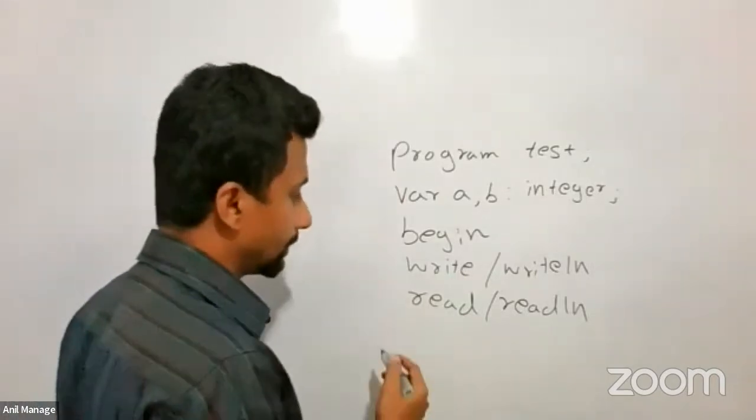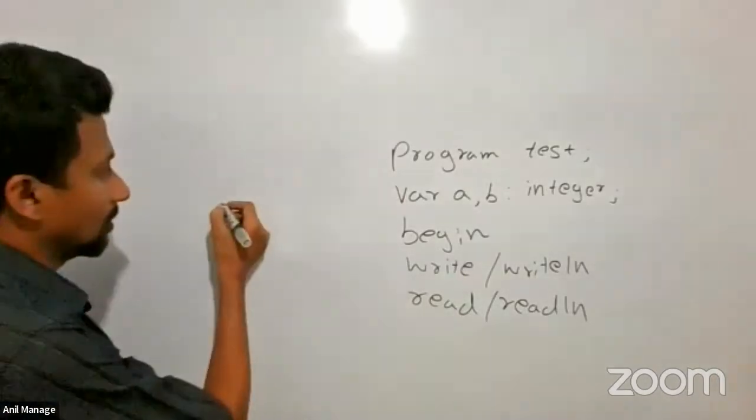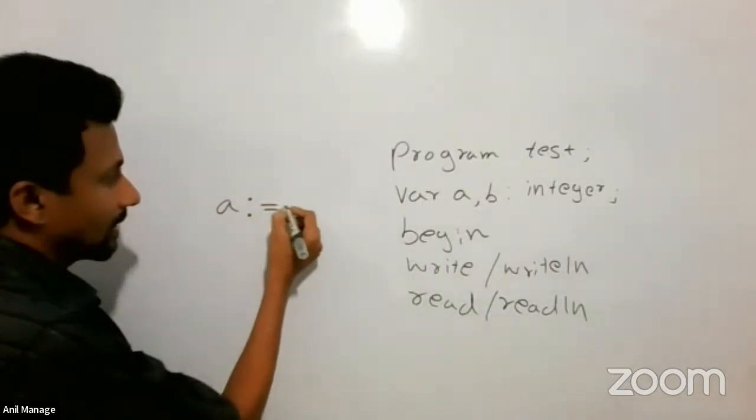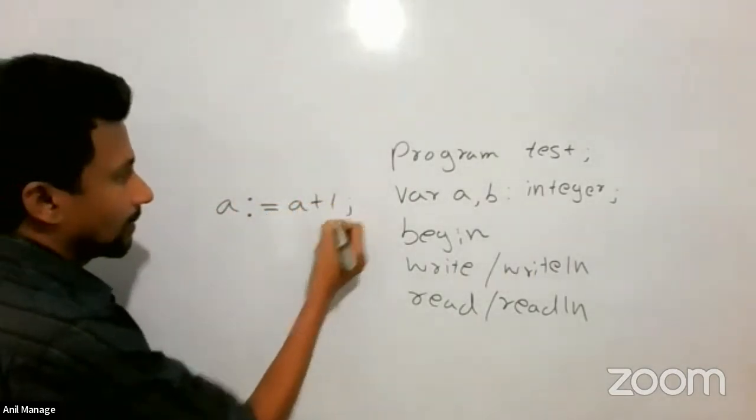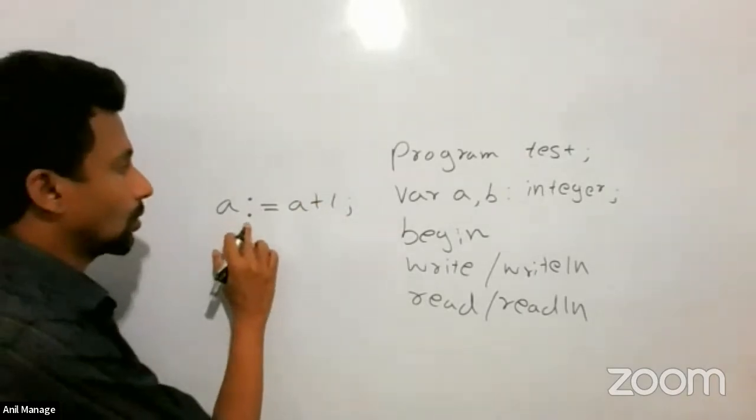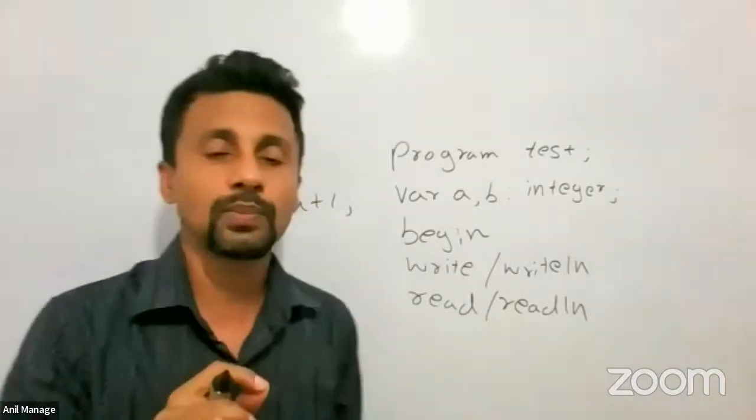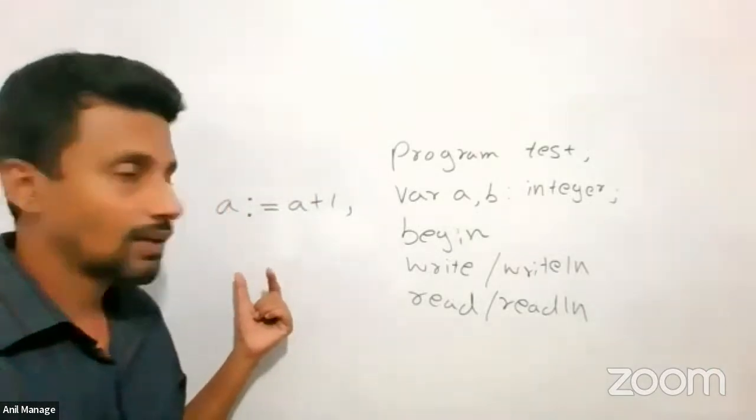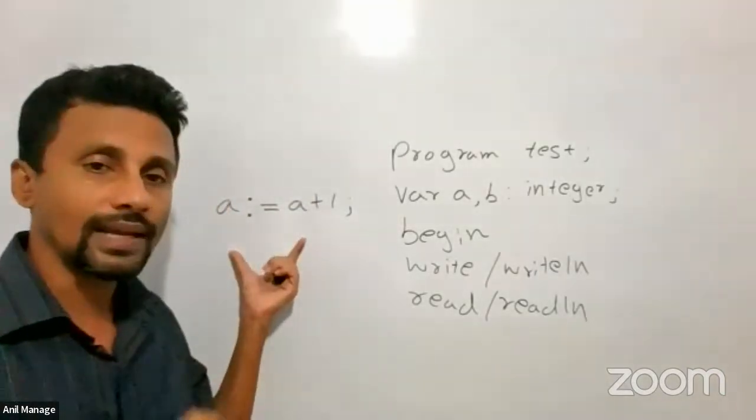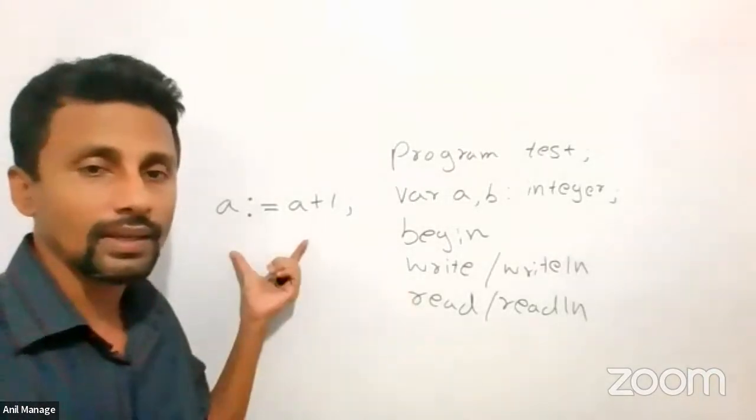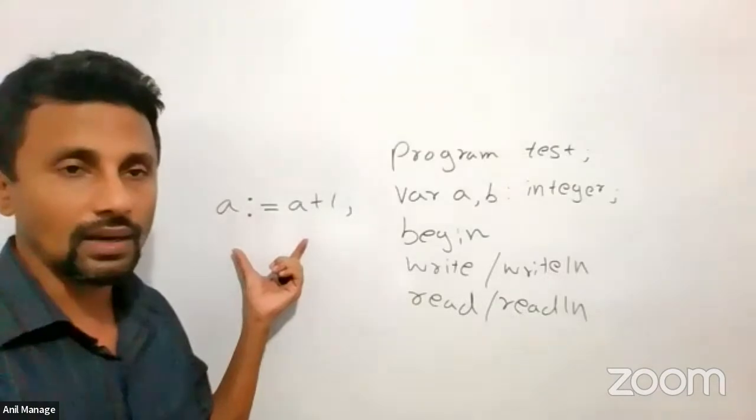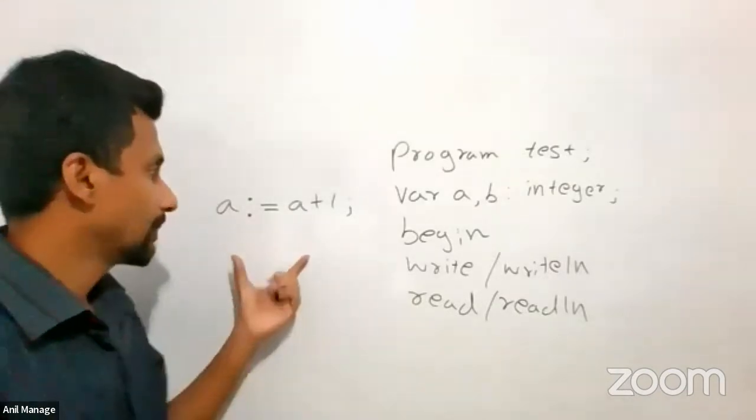Then you use this when you are assigning something. You can't just put an equals mark in Pascal. You have to use colon and equal, which means you are assigning it to a variable. Let's see how we can use this when we do a program, right?